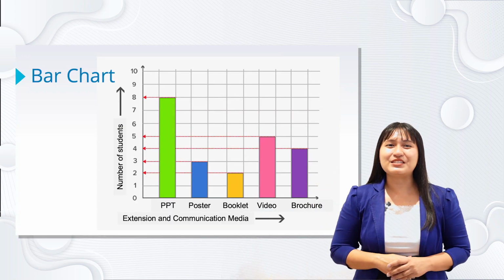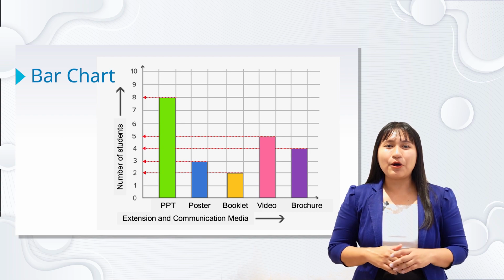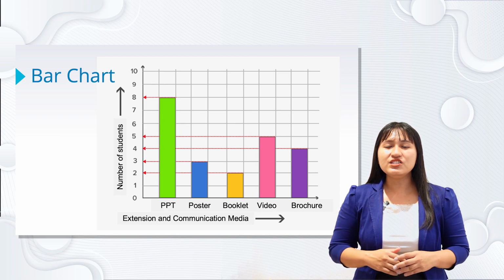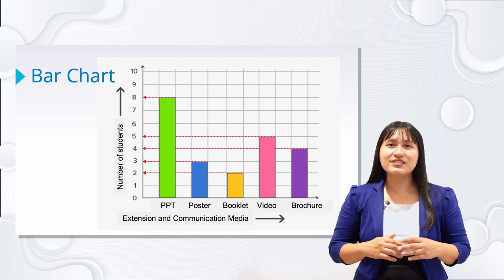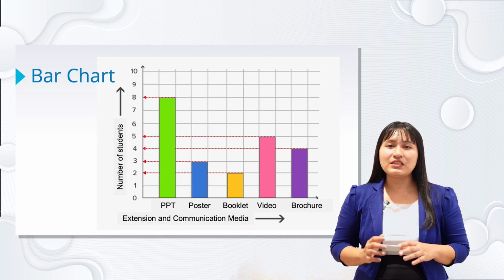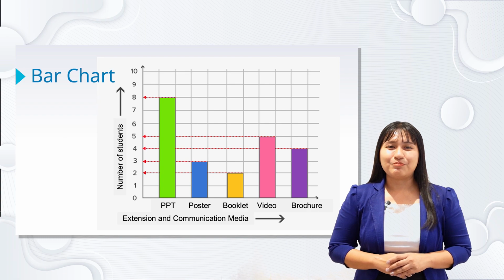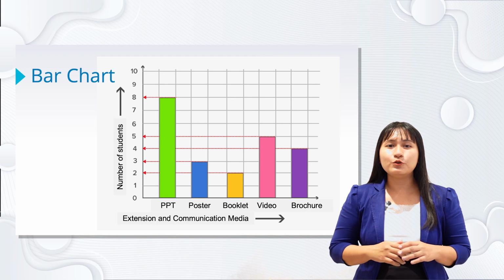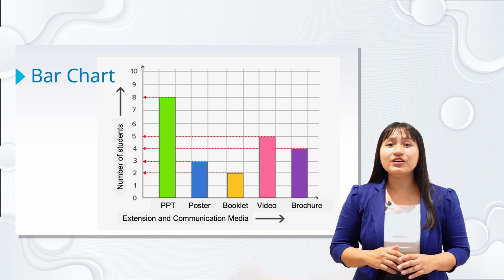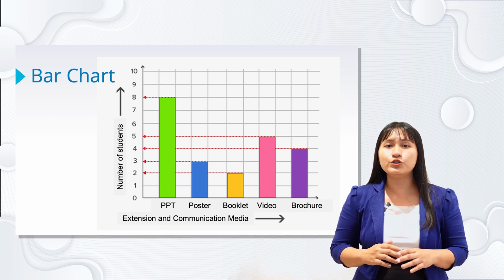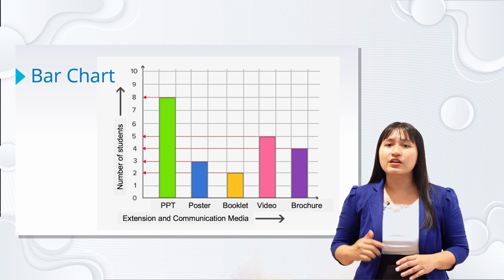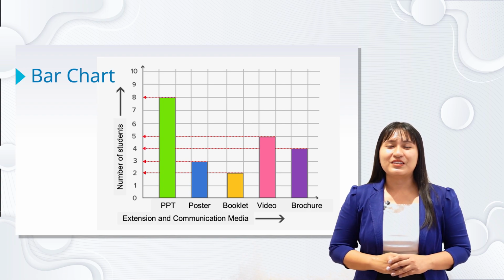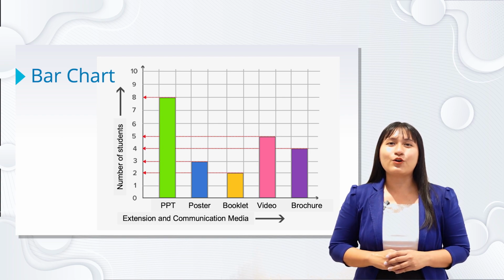Another example is the bar chart. So this example is about the extension and communication media that are chosen by the students. From this data, we can see that PPT is chosen by the students. And the number of students who choose PPT is higher than the number of students who choose posters, booklets, video, and brochures. So this is how we can interpret the quantitative data.